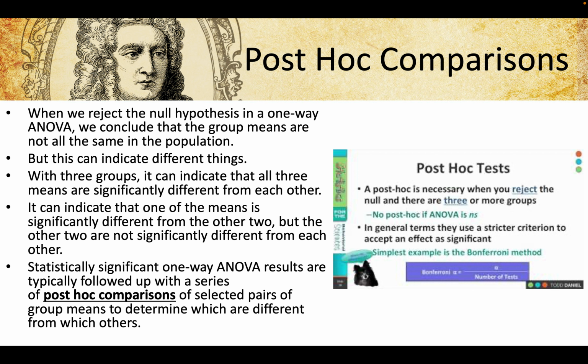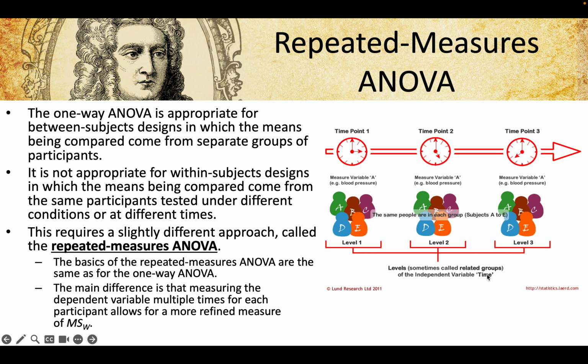In general terms, they use a stricter criterion to accept an effect as significant. The simplest example is the Bonferroni method. And this is the Bonferroni method right here. But we're not going to worry about the Bonferroni method.